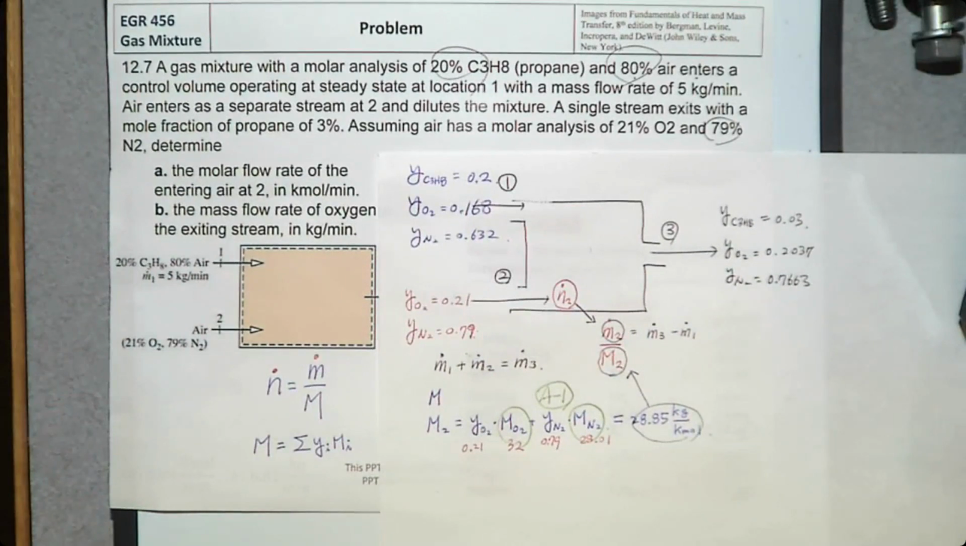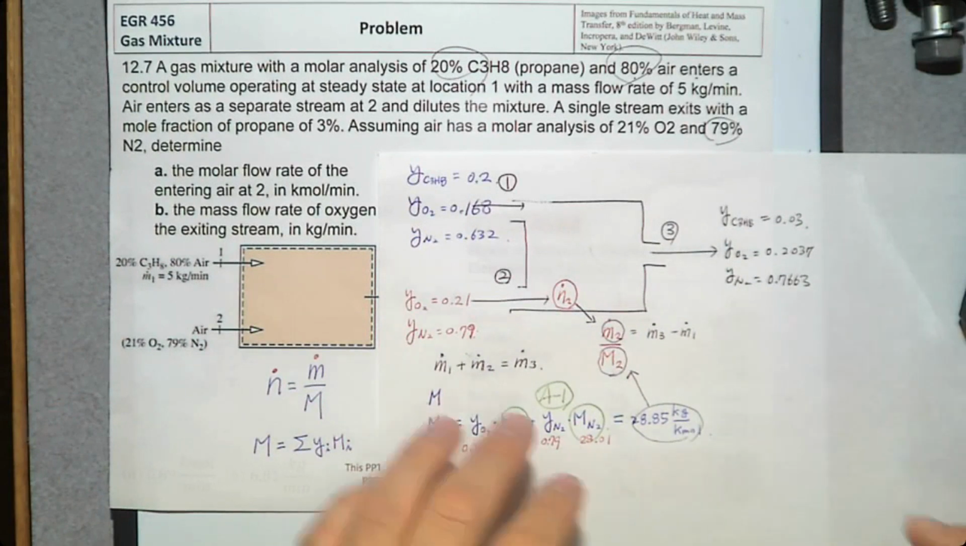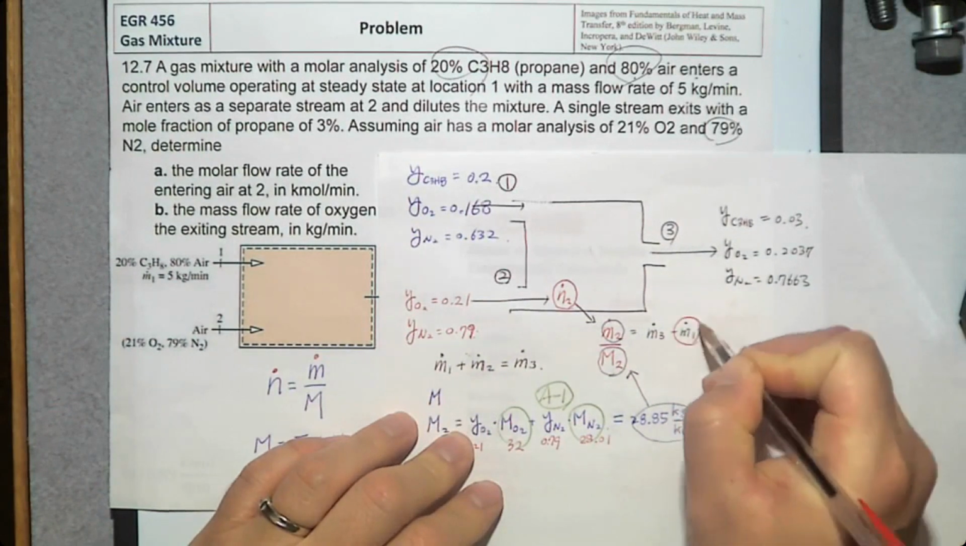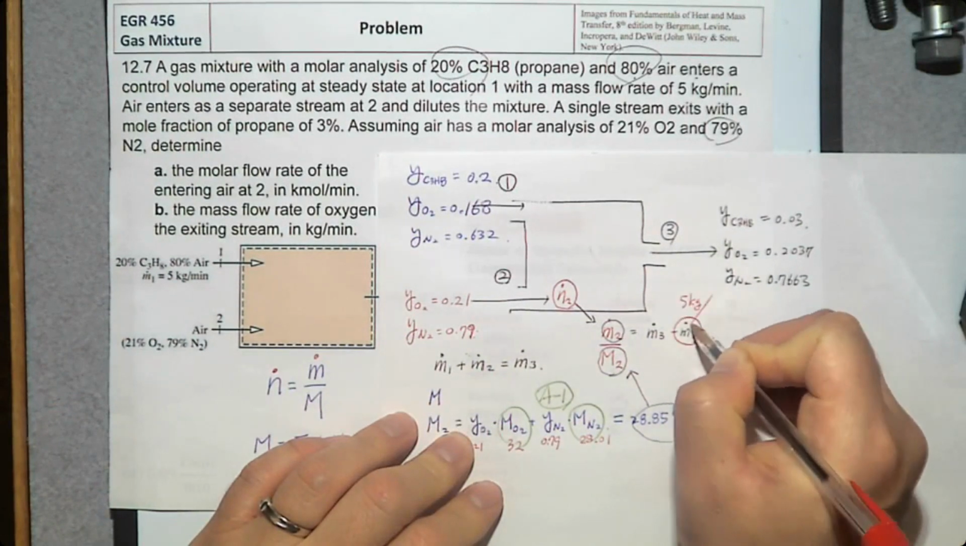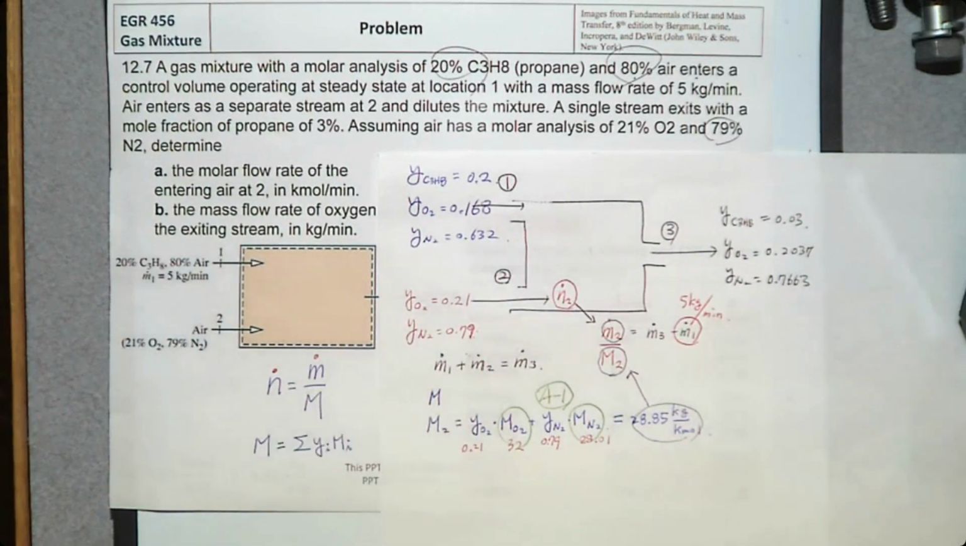At location 1, at the inlet number 1, the mass flow rate is going to be 5 kilogram per minute. So this one is 5 kilograms per minute. So we have M dot number 1. We just need to determine M dot number 3. But M dot number 3 is not available. So one way we can determine M dot number 3 is finding the relation between M dot number 1 and M dot number 3. So what is it?